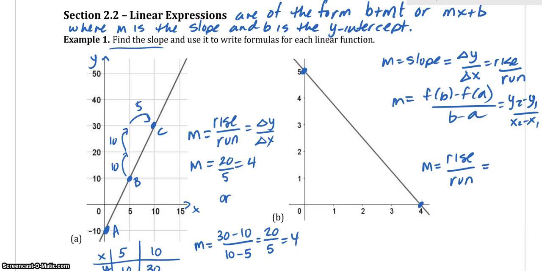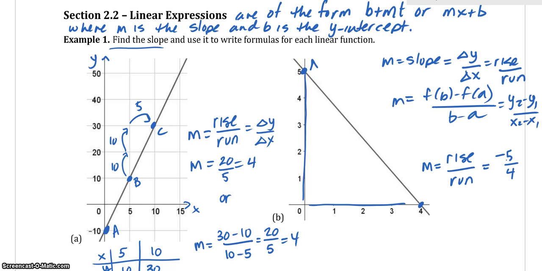I would like to pick my points that are right on the grid, that I know exactly what they are. I'm going to start at 5, and I'm going to go down. So I'm going to go down 5, and then to the right 4. Oops. I said 4. So that would give me the slope of the second one. And notice how it is indeed negative.